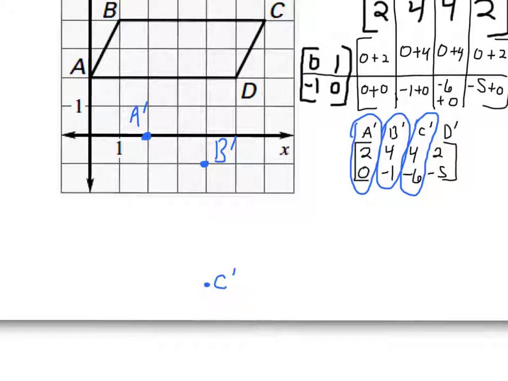And the last one, D, is at 2, negative 5. We'll have to estimate where that is. 2, and then down 5. I'd say that's probably about right here.